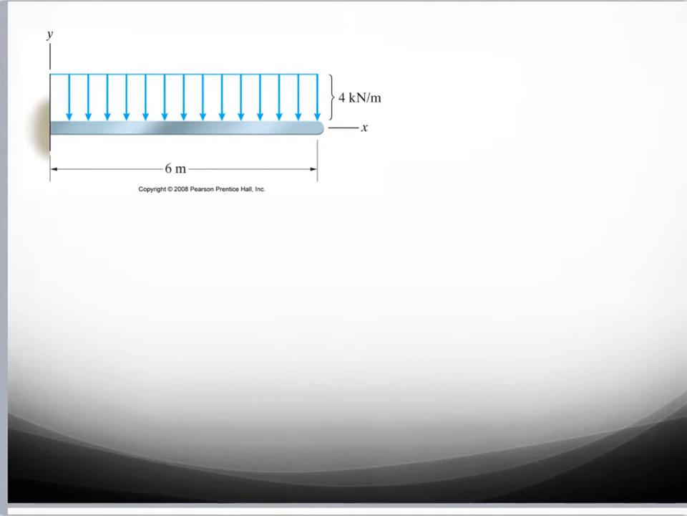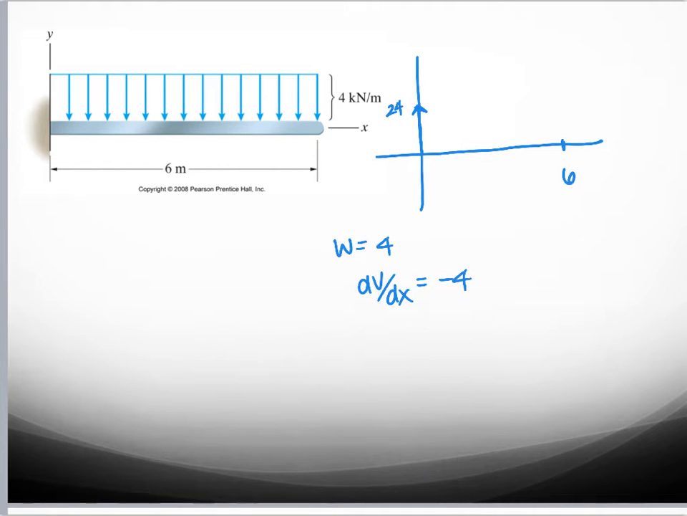All right, so if I want to do my shear force diagram, this time I can just sketch it. So this goes to 6. I found that there was a force of 24 kilonewtons. That was the support force. And w is equal to 4. So dV/dx is equal to minus 4 because it's down. So basically this has a slope of minus 4, which is going to make this a straight line. It's going to come to 0 at x equals 6. So that is my shear force diagram. See how easy it was to draw? I could also write this. It's going to be 24 minus 4x is the equation for that.